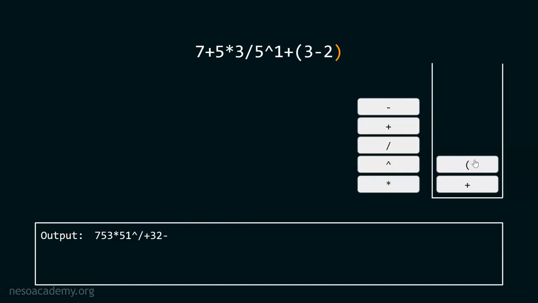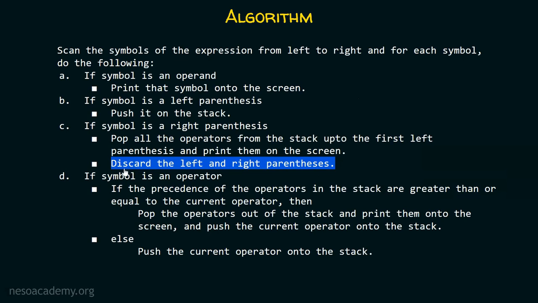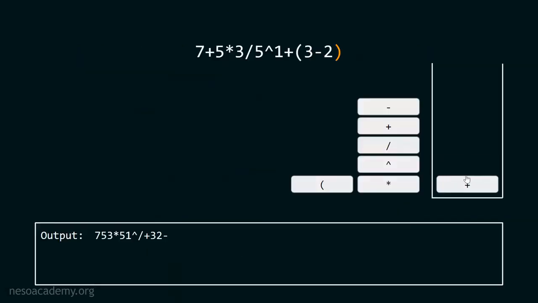After this, we have encountered a left parenthesis. Therefore, we'll stop, and according to the algorithm, we'll discard the left and right parentheses, right? So we'll discard this left parenthesis. Discarding means simply popping this out of the stack. Now, whatever operators you're left with in the stack, we will simply pop them out of the stack and print them onto the screen.